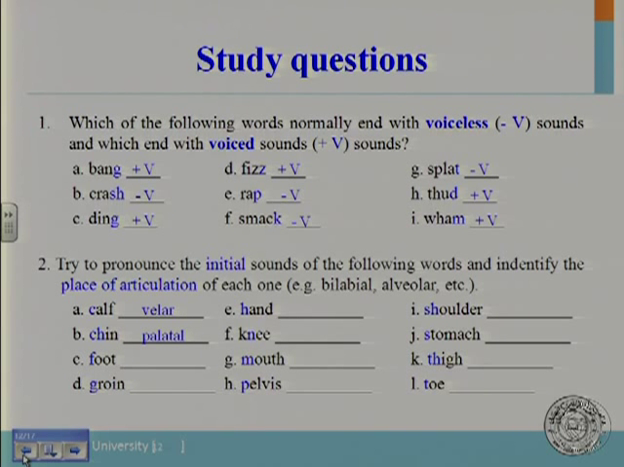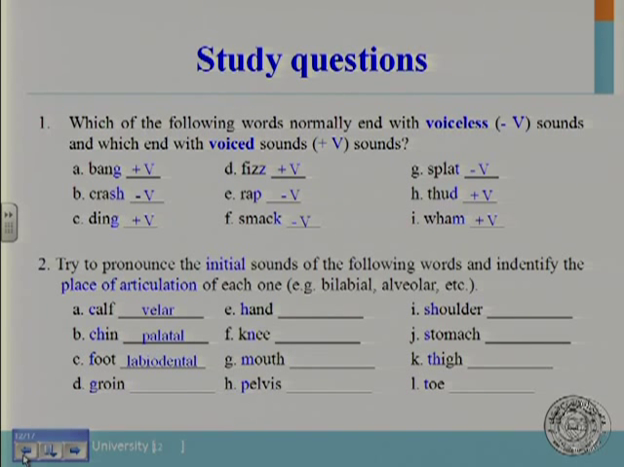It's palatal. Good. Next is foot. We need the initial sound, the first sound, that is f. What is the place of articulation of f? Definitely, it is called labiodental.